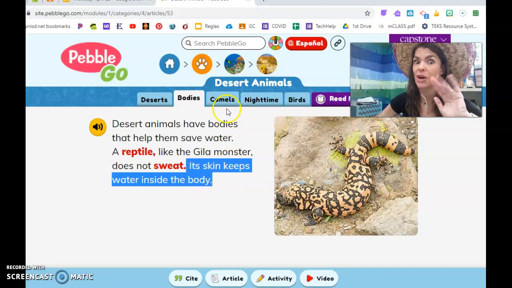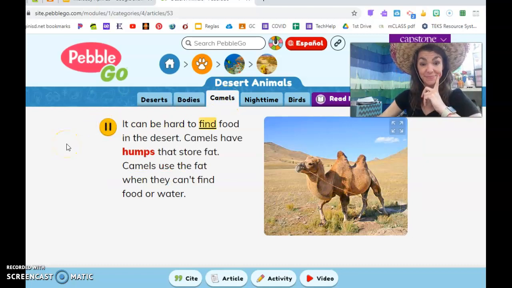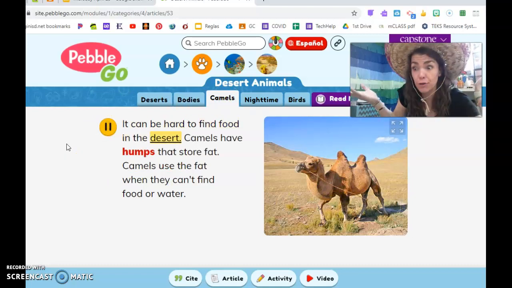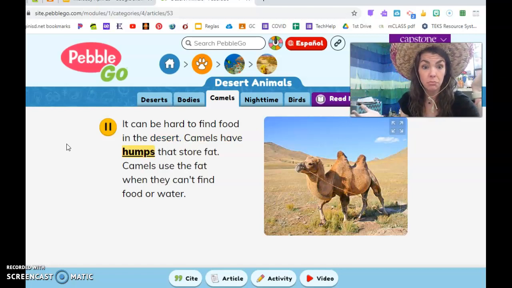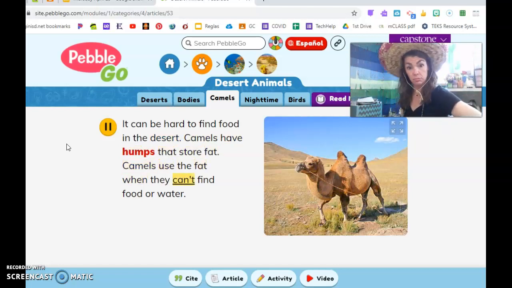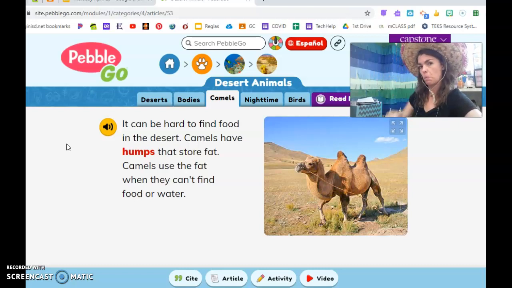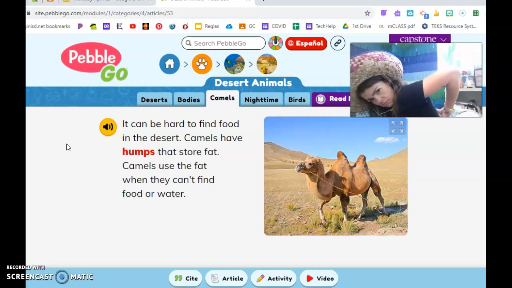But we have more. Here come the camels. It can be hard to find food in the desert. Where's the food? Camels have humps that store fat. A hump? Camels use the fat when they can't find food or water. What was that? Now, did you know that camels have humps? Yes or no? Do you have humps? Yes or no?